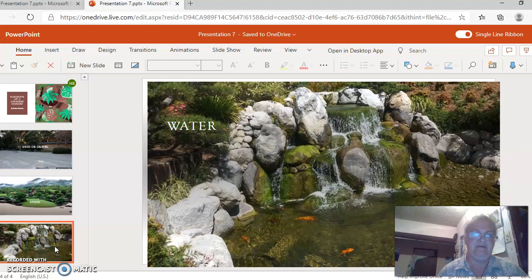There you go. The three natural elements of the Japanese garden are sand, stones, and water.